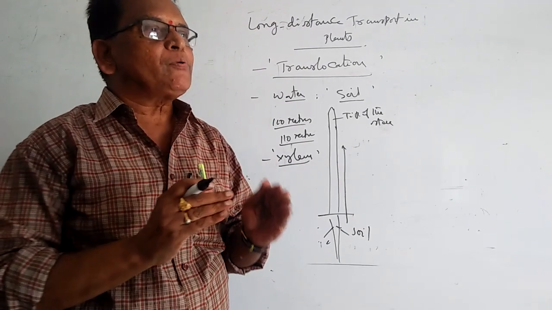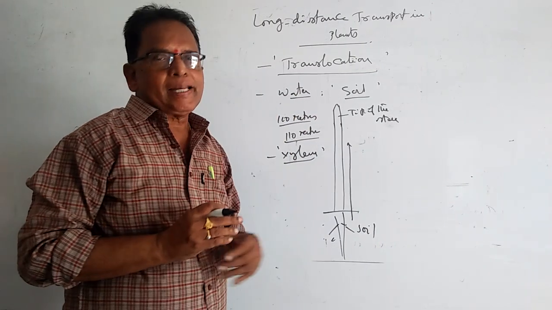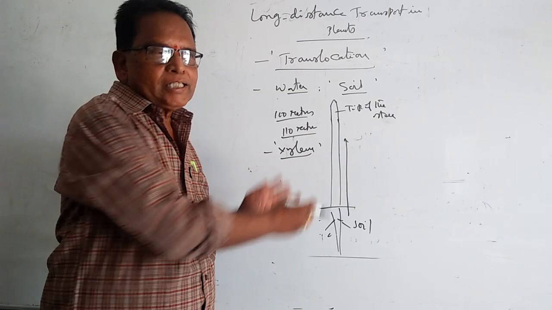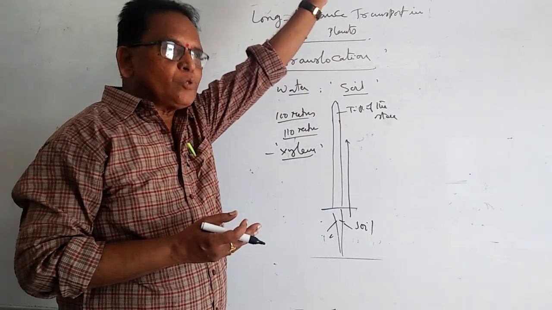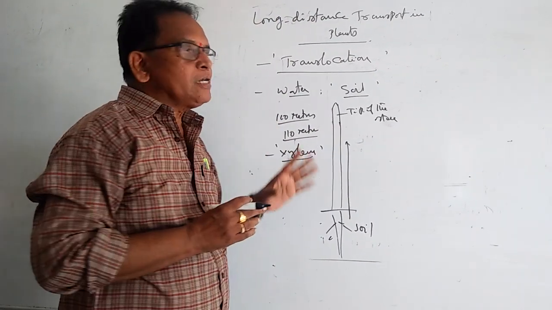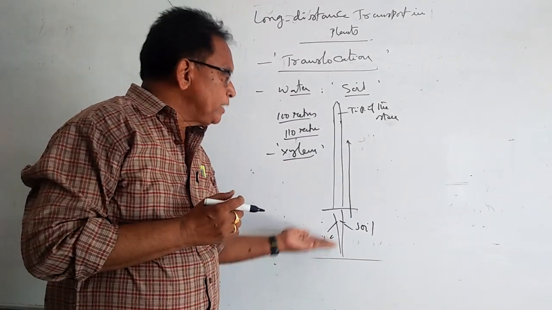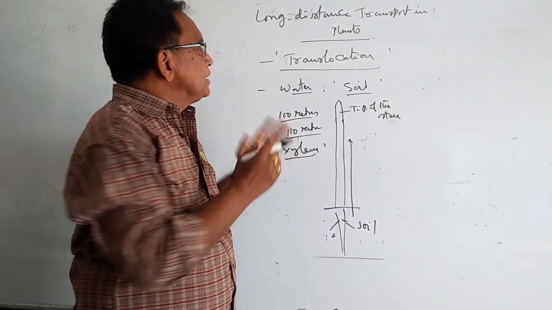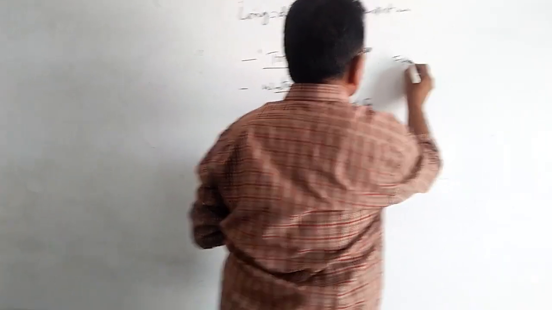Xylem is mainly meant for upward movement of water from the soil to the tip of the plant. It may be 100 meters or 110 meters. So that's why it is called long distance transport. చాలా సుదూరంగా నీరు పైకి ప్రవహించాలన్నమాట. And for the movement of water and mineral salts, xylem is required, and this movement is known as upward movement or upward translocation. And there is another important aspect, that is the second aspect, food materials.